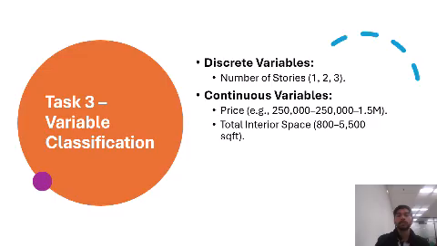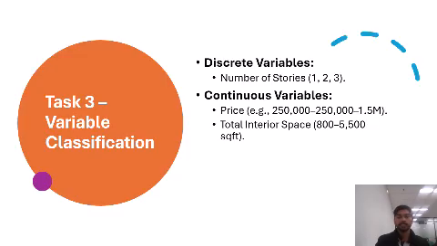Here I am going to talk about the slide on variable classification. First we have discrete variables. These are variables that take on a countable number of distinct values. An example shown here is the number of stories in the building. It can be 1 to 3 and so on. You cannot have 2.5 stories, for instance.